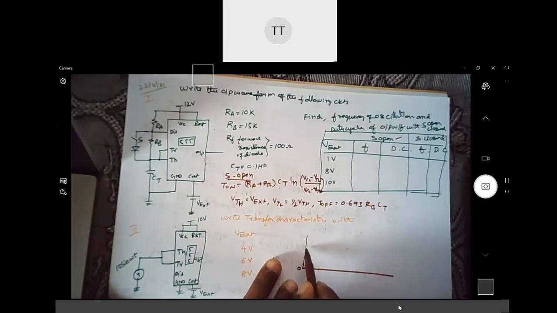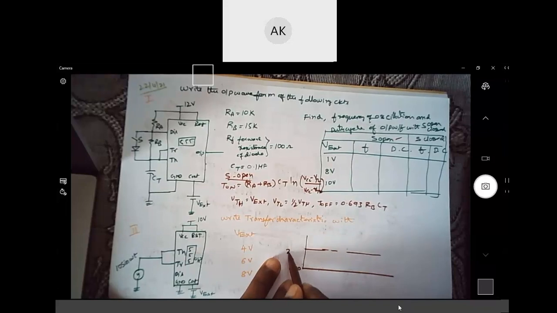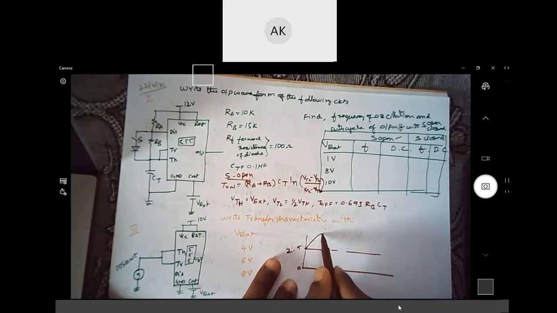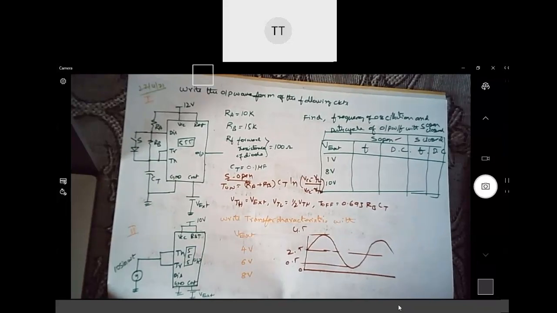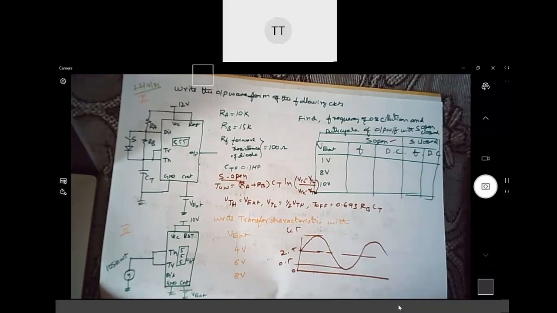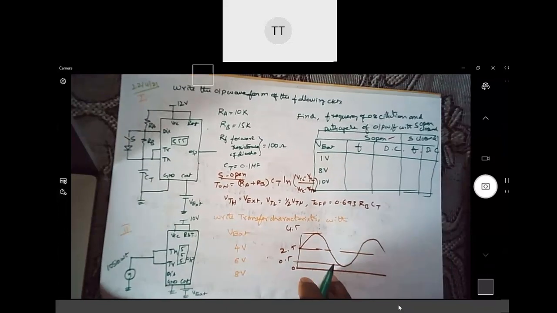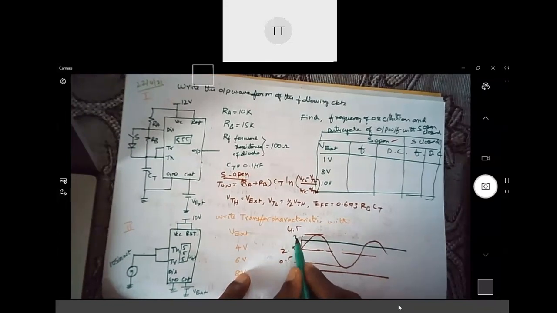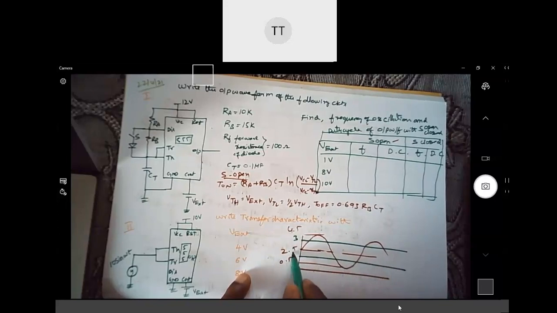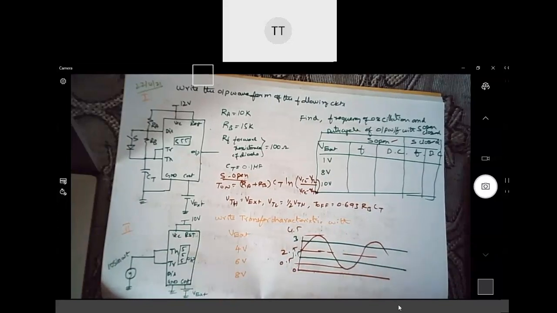Camera visible? Yes, sir. Okay, this is now 2.5. Over and above this, I'm applying the sine wave. Am I correct? Is this 4.5? Yes, sir. Is this 0.5? Correct? Am I looking at the threshold voltage of 3 and 1.5 volt? Yes, sir. Can you see the green line? Yes, sir. 3 and 1.5.